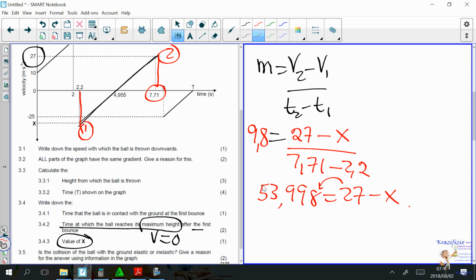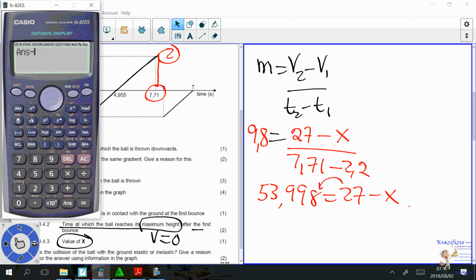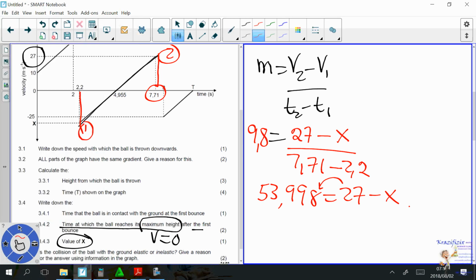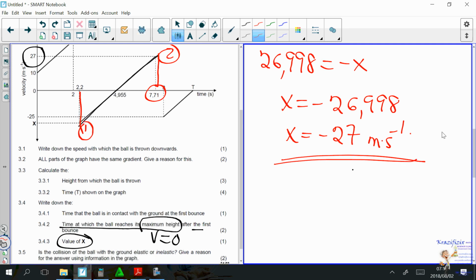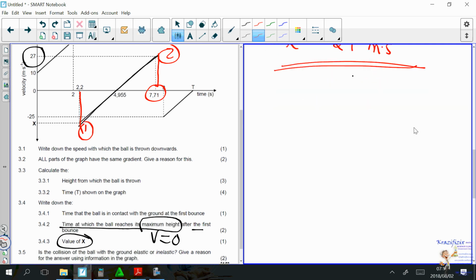Can we move this over here and subtract? So what are we going to have if you subtract that? Now let's be smart. Just press minus 27. What are you getting on your calculator? 26,998. 26,998 equals negative x. So what is x going to be? X will be equal to negative 26,998, which is equal to negative what? 27 meters per second.